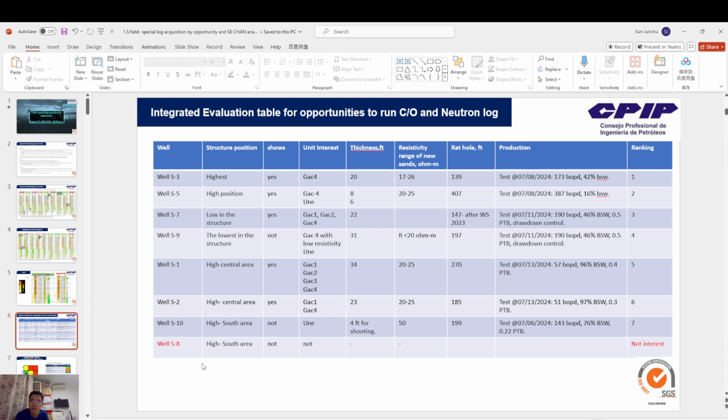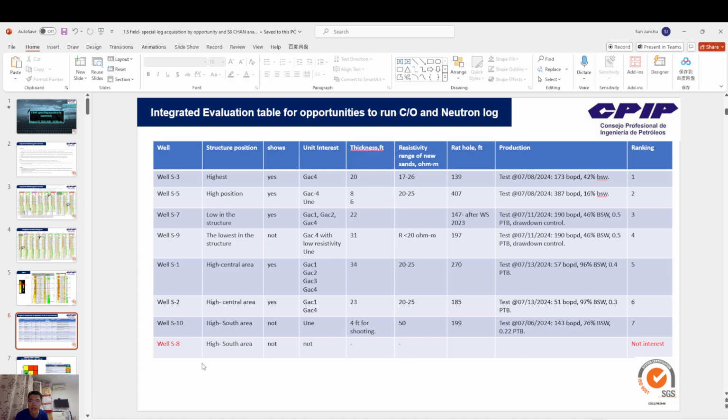Well S2, high to central area with oil show. New sands include Gadget 1, Gadget 4. Thickness together 23 feet. Resistivity ranges from 20 to 25. Rathole 185 feet. The latest production is around 51 barrels with 97% BSW. 0.3 PPB of sand production.